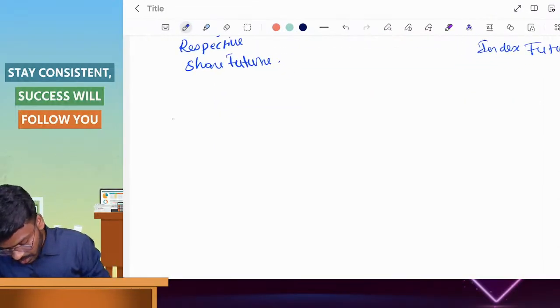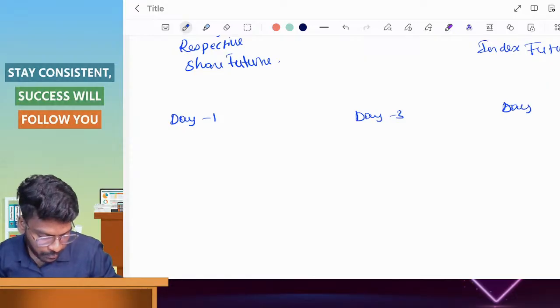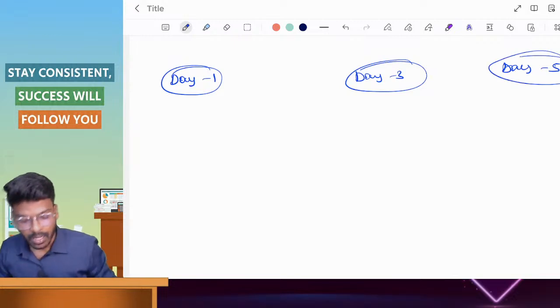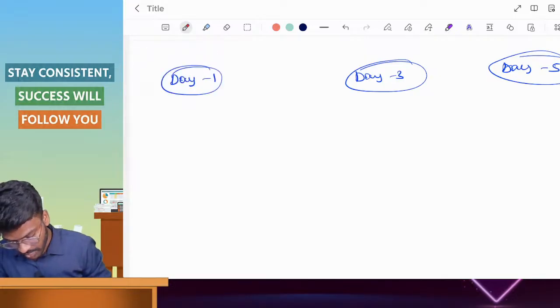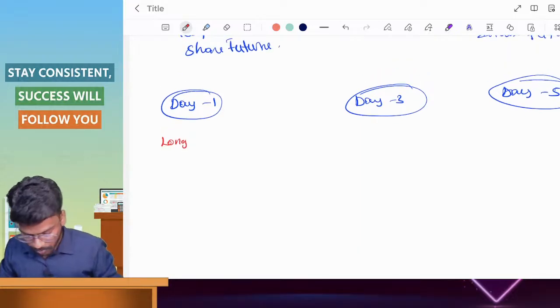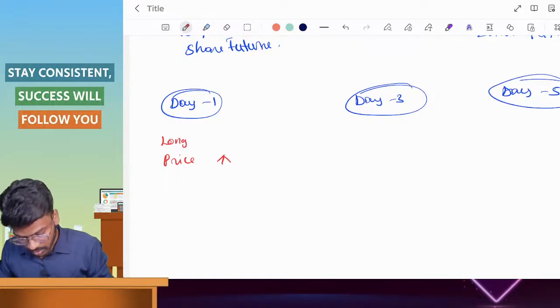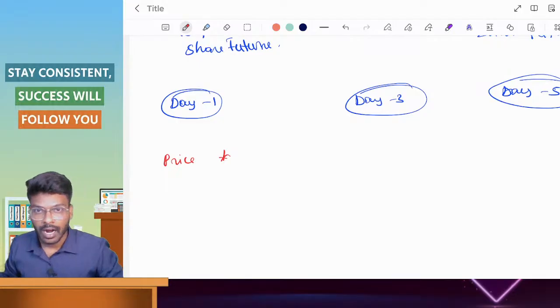Okay. On day 1, day 3, day 5. I have a long position on day 1. So I have the expectation that the price will increase. Oh, sorry, the price will decrease. I have already explained the day 1 long position.